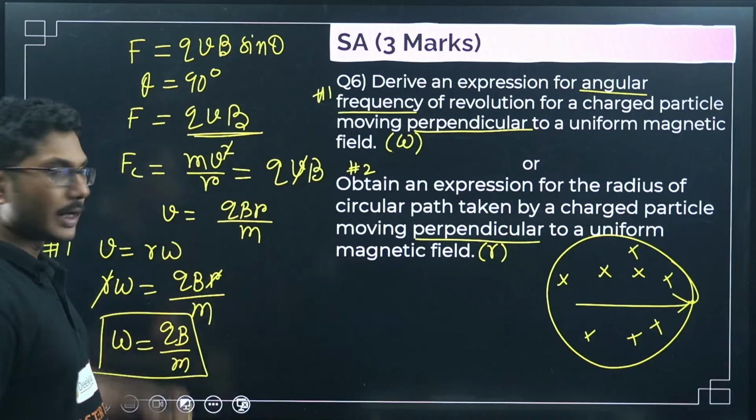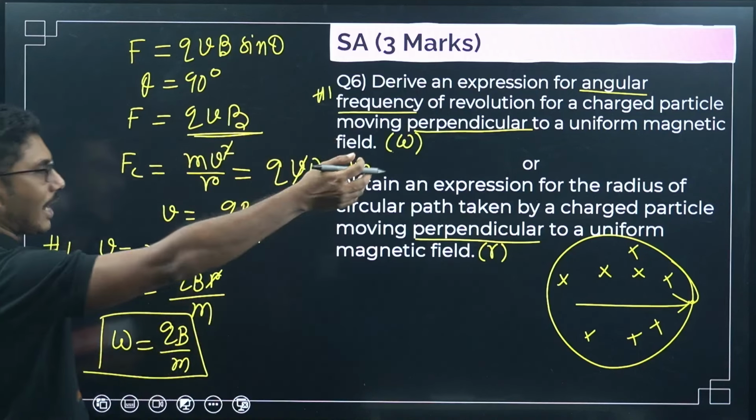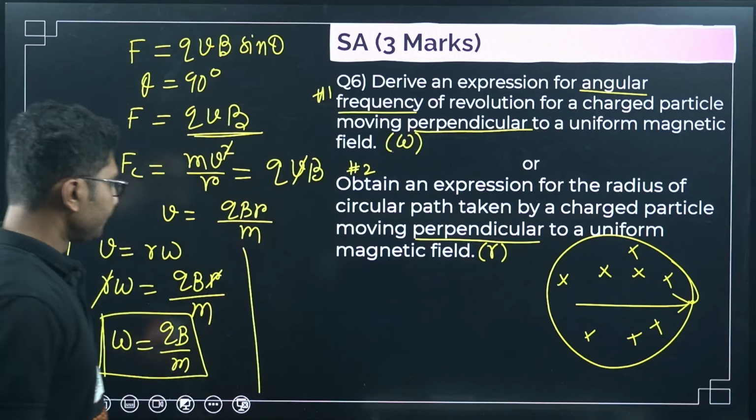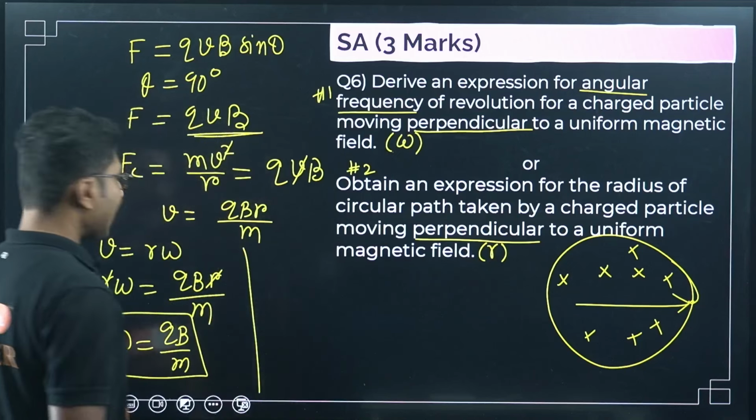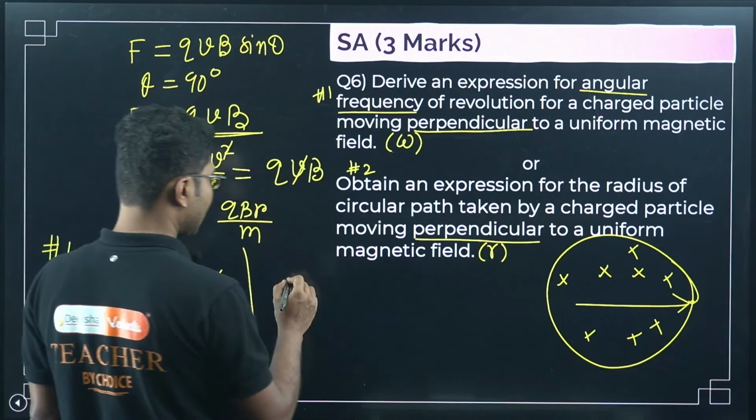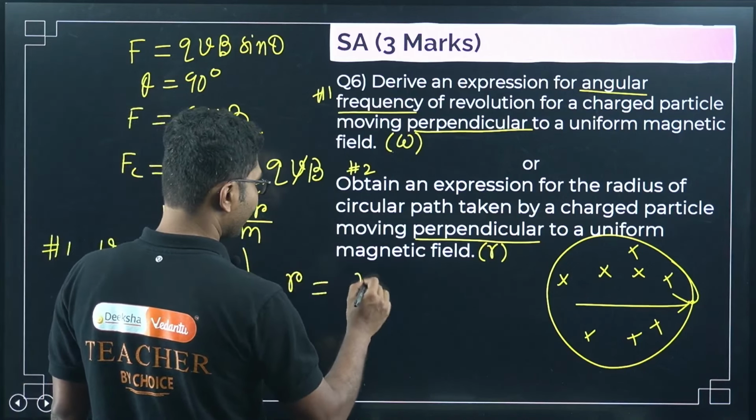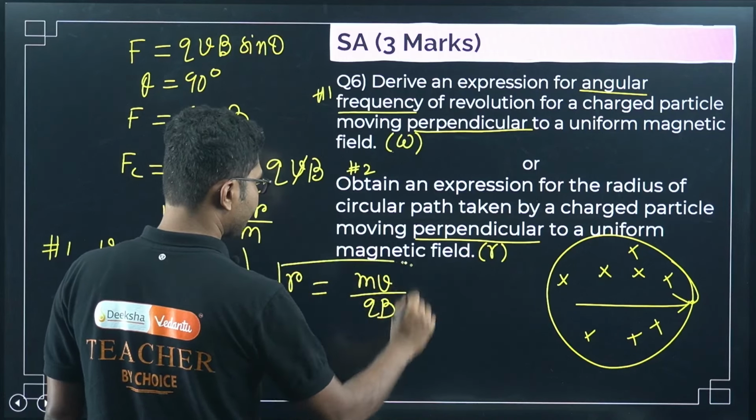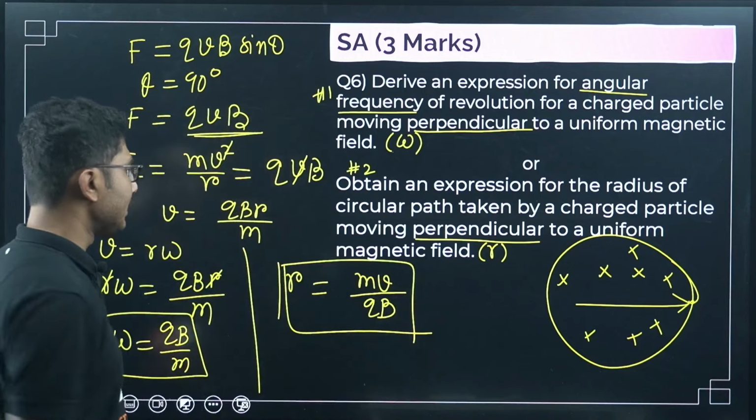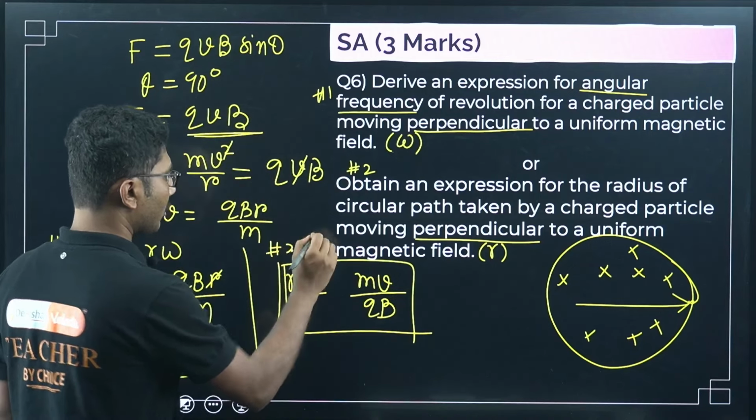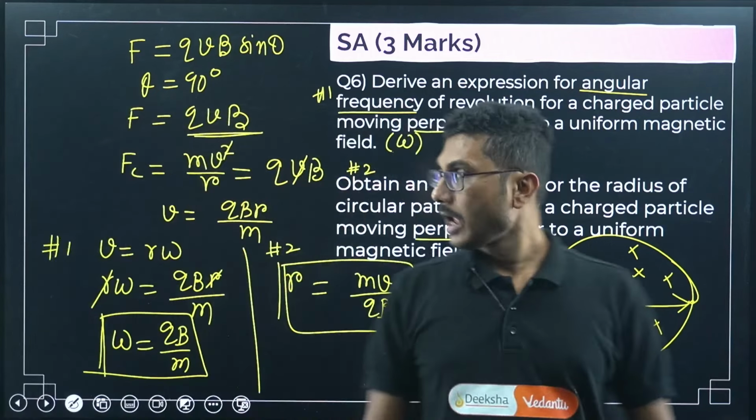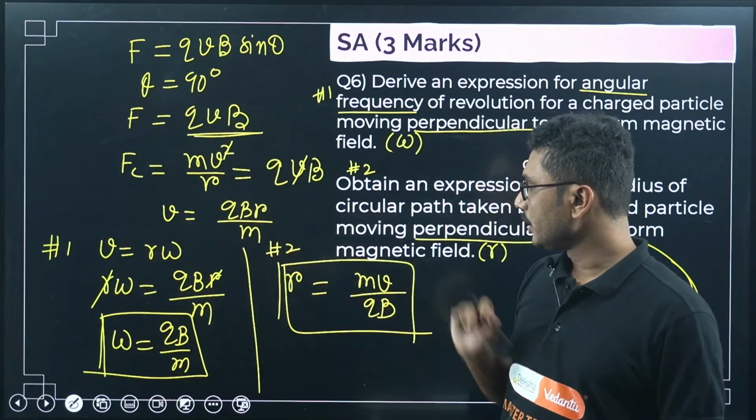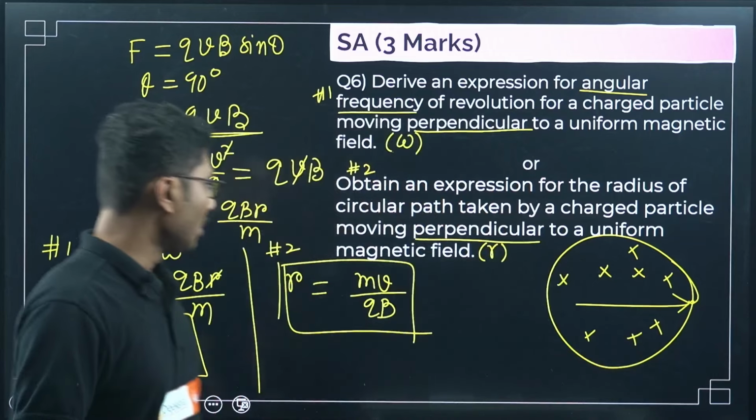Up to this part is common. After that, if they ask you for angular frequency, you can find it like this. And if they ask you to find the radius, from here radius r is simply mv by qB. In this case you don't need to substitute v, you can keep v as v. This is for part 2 of the question. So either you substitute v equals r omega and calculate, or from here you can use r equals mv by qB.